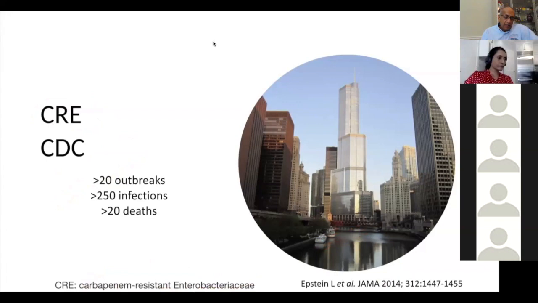So after the first outbreak, there were several outbreaks, several infections, and also deaths. My colleagues from Los Angeles, Seattle, and on the East Coast were all in the newspaper because of the CRE infection. And that has excited a lot of people to do some good work to prevent this infection in our endoscopy units.